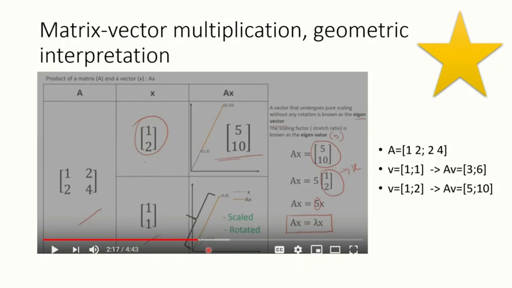It's another data point. If you plot this out, the original is 1, 1, so it was here before the operation. This is like our vector V, before the operation. After the operation, it becomes 3, 6, somewhere here. Okay? So that's A times V.